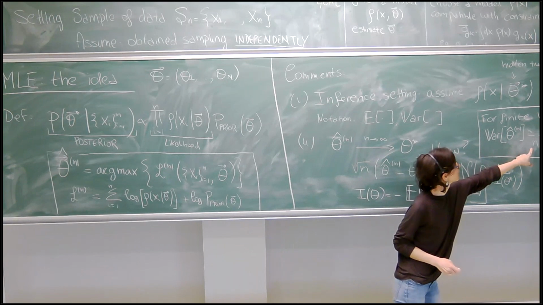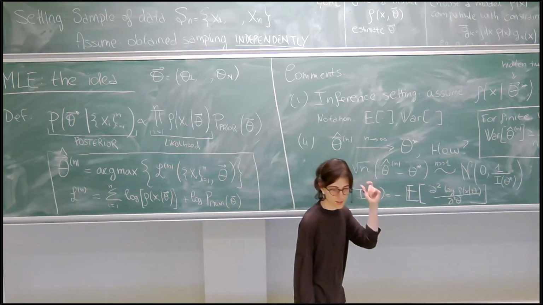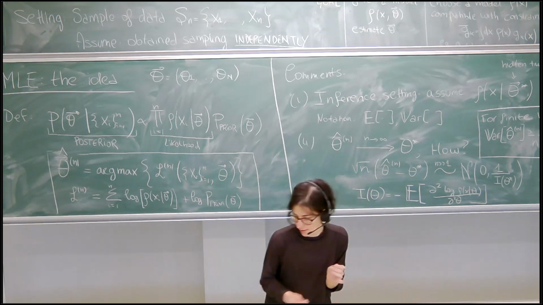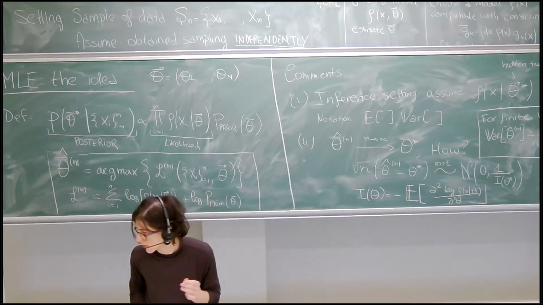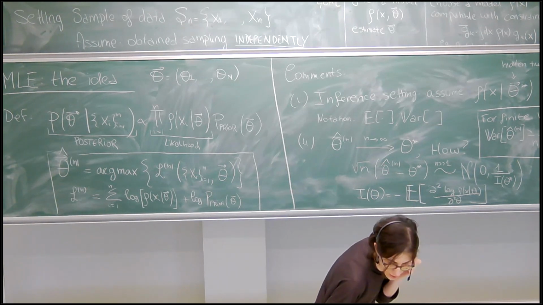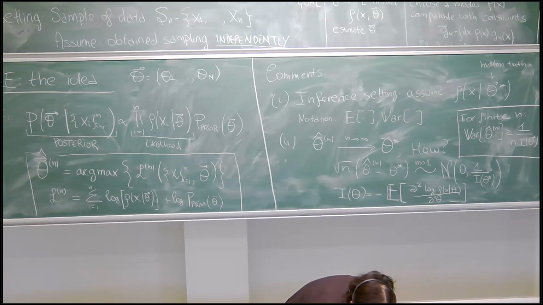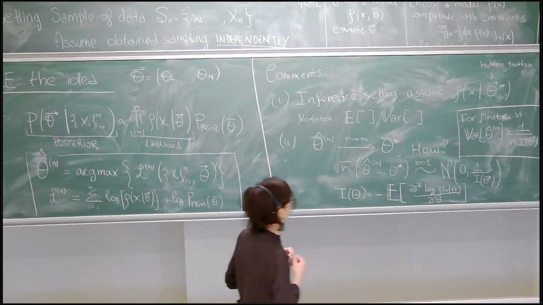Okay, so this 1 over n comes from... that's not visible anymore. You're right. Wait. Because of the screen. Okay, now it's better. Yes. Okay, great.